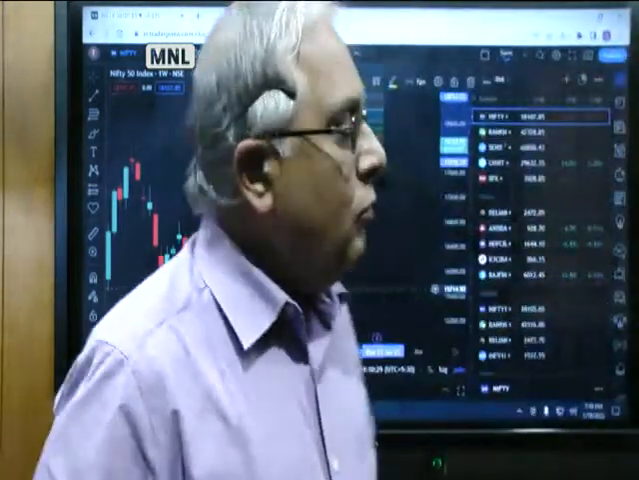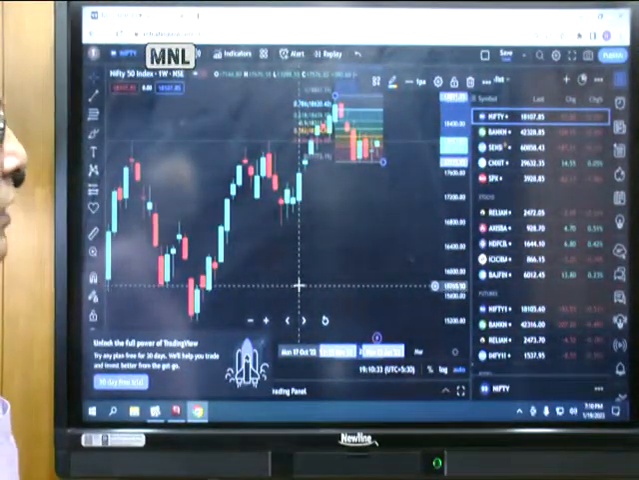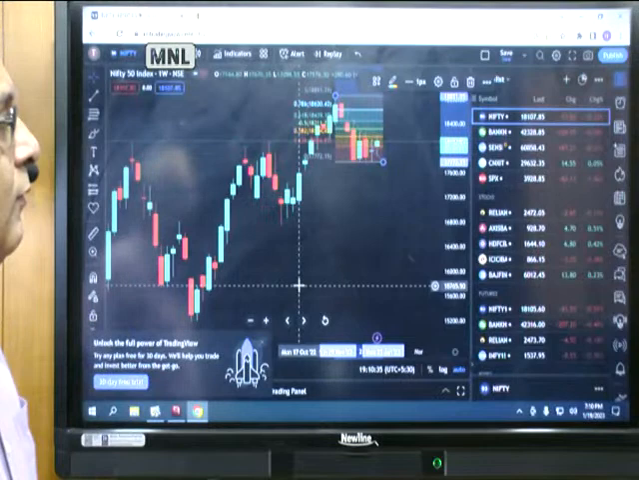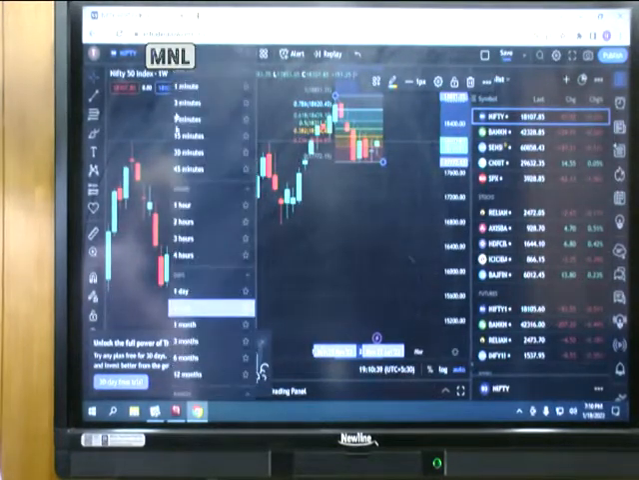Now we will look at the bank nifty, but before that we will start looking at the intraday. Okay, now we will go to the daily chart.